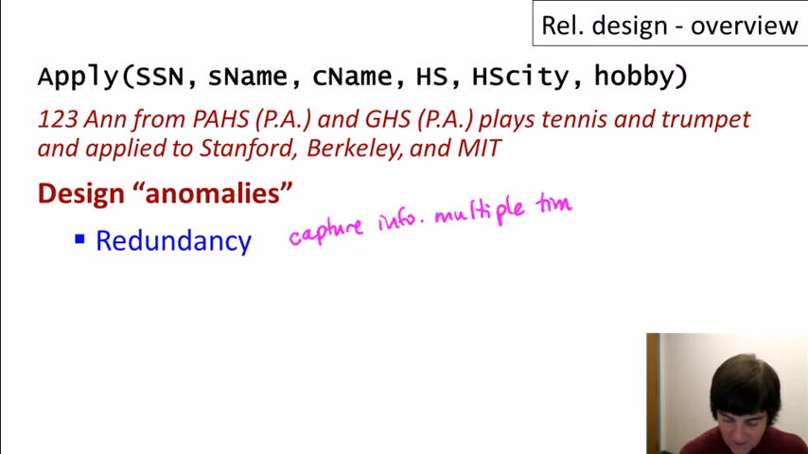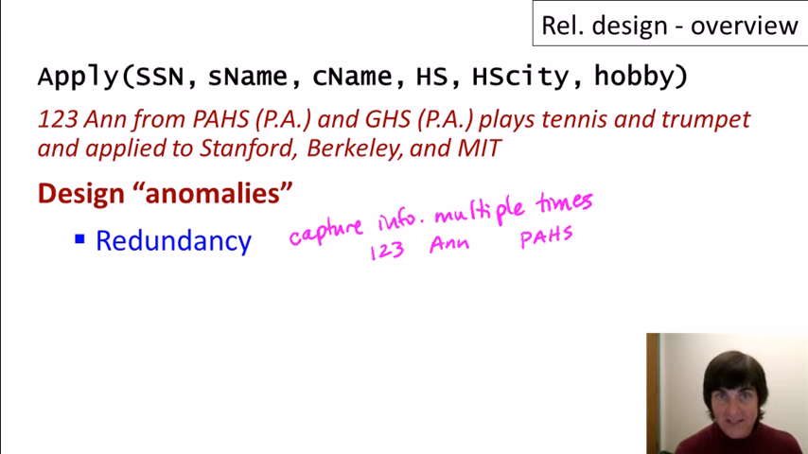For example, how many times do we capture the fact that 123, the social security number, is associated with a student named Anne? We capture that 12 times in our 12 tuples. How many times do we capture that Anne went to Palo Alto High School? We're going to capture that 6 times. And we're going to capture the fact that she plays tennis 6 times. And we're going to capture the fact that she applied to MIT 4 times. So for each piece of information, in fact, we're capturing it many, many times. So that doesn't seem like a good feature of a design.